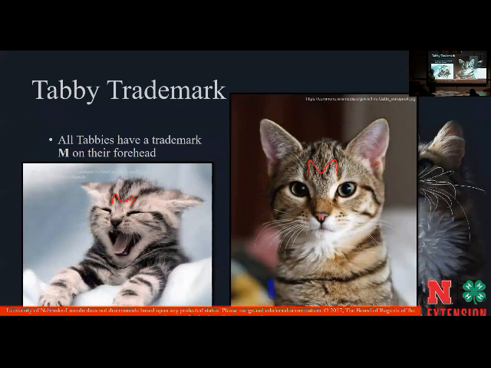If we look at this, all tabbies have this trademark M above their eyes. These are outlined so you can see them, but they have these black marks here that make an M over their eyes. So it makes an M for the tabby cat. If you have a tabby where you can see their striping, you can go home and look and you should see those lines on their forehead. That's a trademark that all tabbies are going to have, that M mark on their forehead.